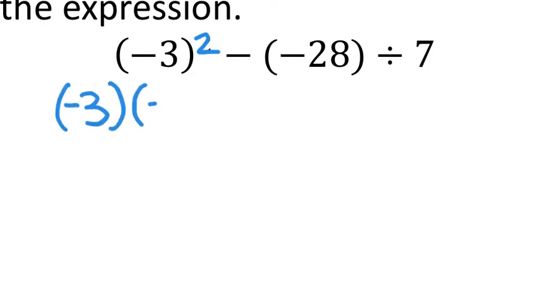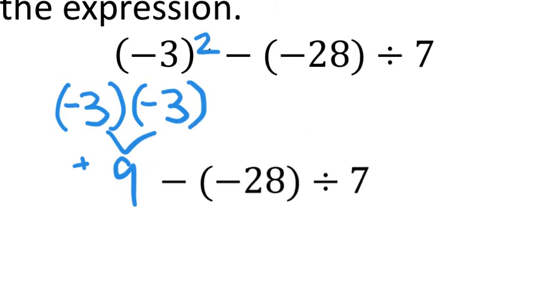Negative 3 and negative 3. Okay? So negative 3 times negative 3, because I'm still on the exponent, there's 2 negatives, so my answer is positive. Or you could say a negative and a negative is positive. That's fine. 3 times 3 is 9. Bam. Okay, I've evaluated that part. There's nothing else to do there, so I'm going to look now at the rest of the problem. So I got 9 minus negative 28 divided by 7.